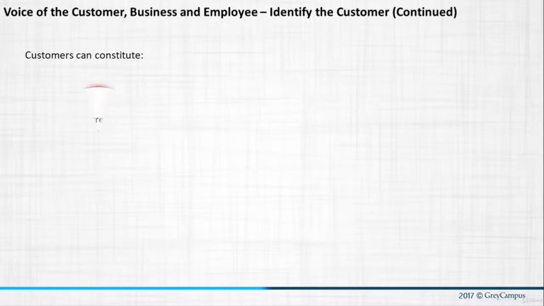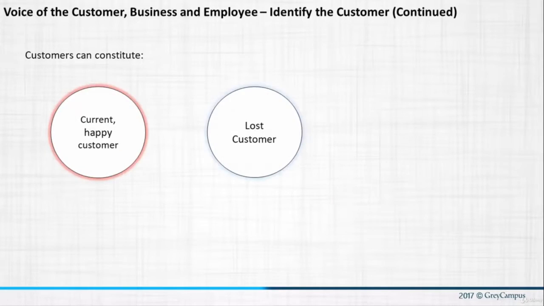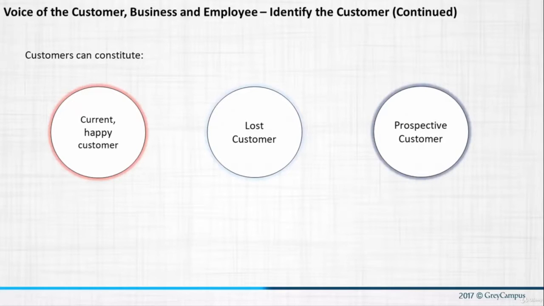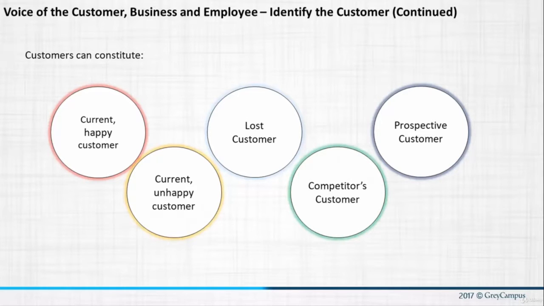There are different types of customers. They can be happy customers, they can be lost customers, they can be prospective customers. Identifying what the customer's attitude is at any given time is critical to the success of a Six Sigma project.